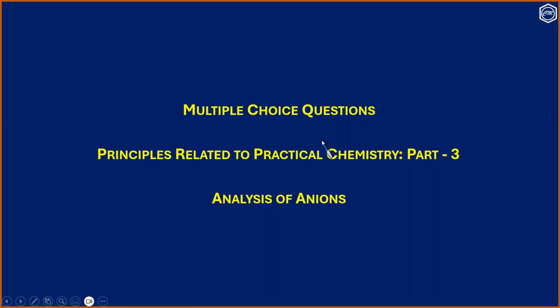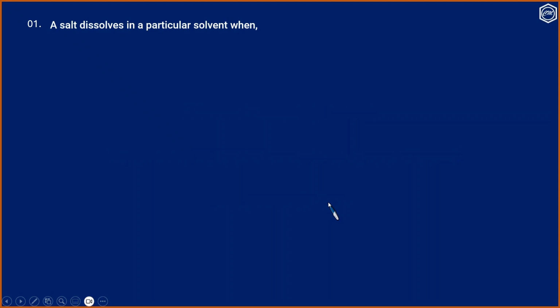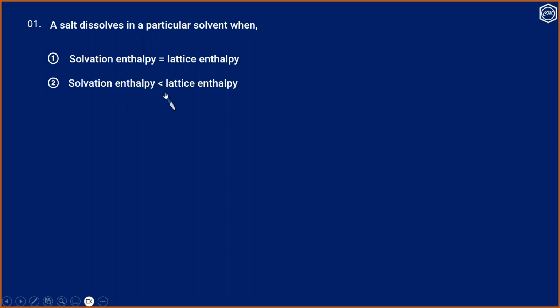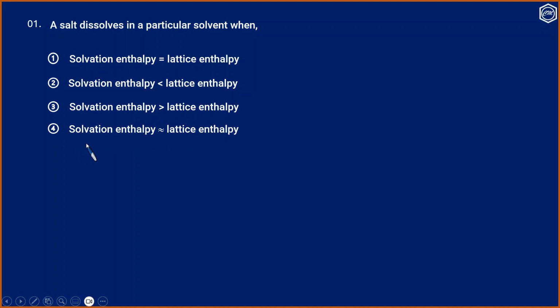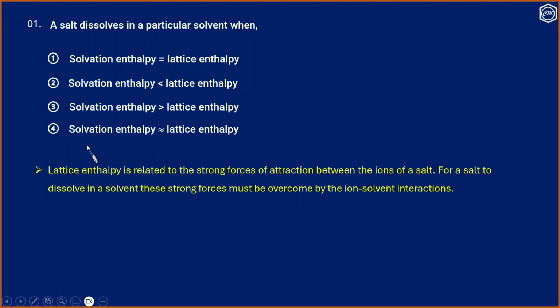Let us discuss some multiple choice questions related to the topic you have studied, that is analysis of anions. Question 1. A salt dissolves in a particular solvent when option 1, solvation enthalpy is equal to lattice enthalpy. 2, solvation enthalpy is less than lattice enthalpy. 3, solvation enthalpy is greater than lattice enthalpy. 4, solvation enthalpy is approximately equal to lattice enthalpy.